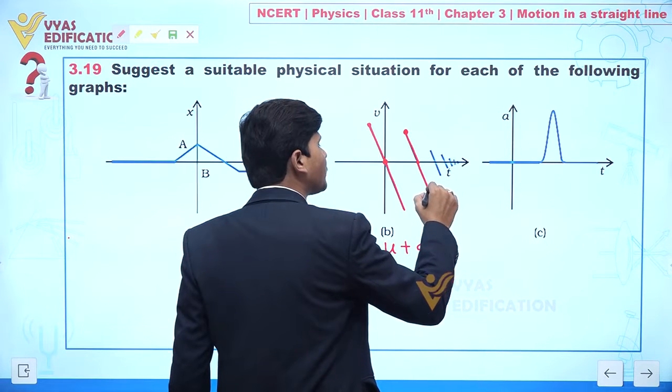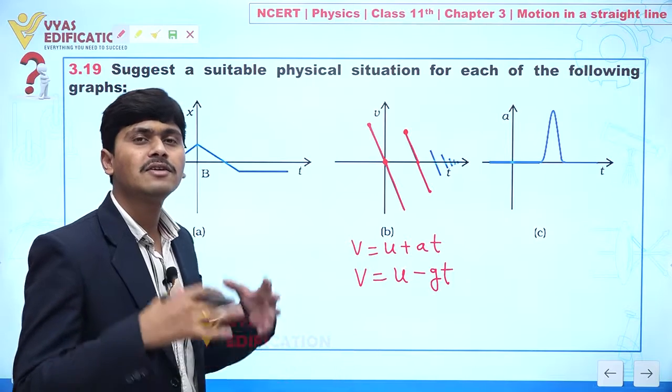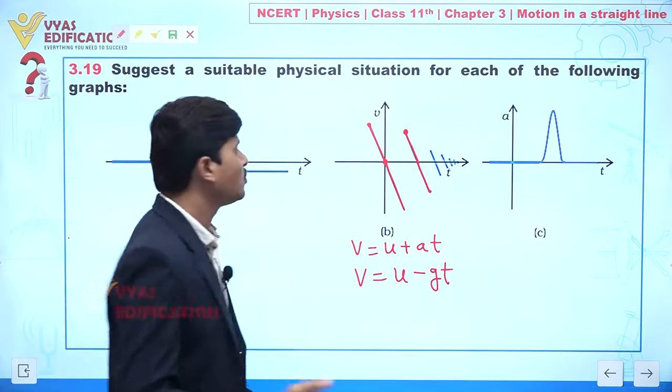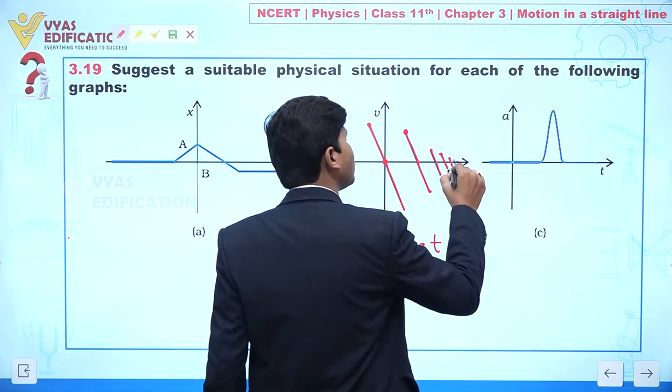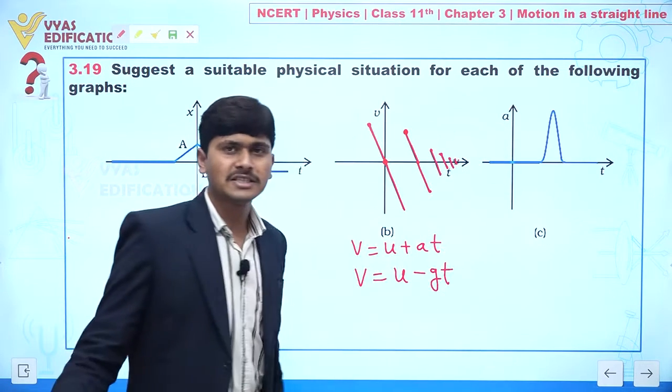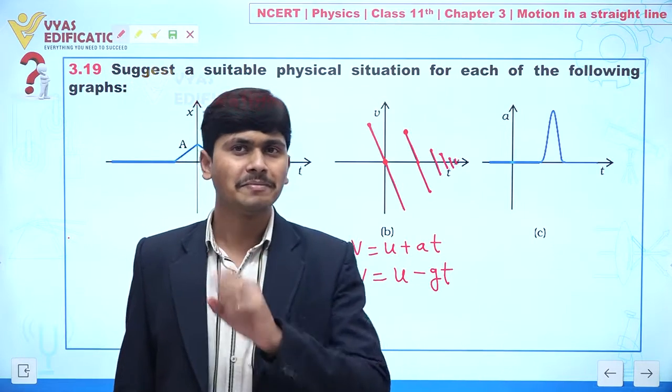Again velocity decreases up to the maximum height. Again the ball goes downward, collides with the ground, and moves upward with reduced speed. After some time its energy is completely lost and finally it comes to rest. Clear to everyone? So this is the situation related to graph number B.